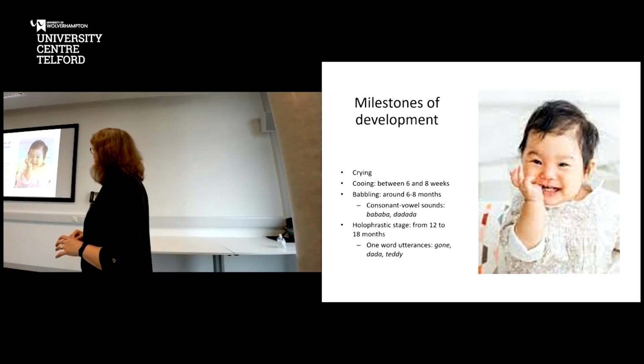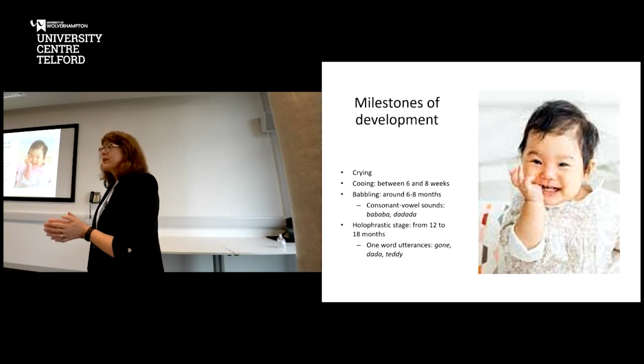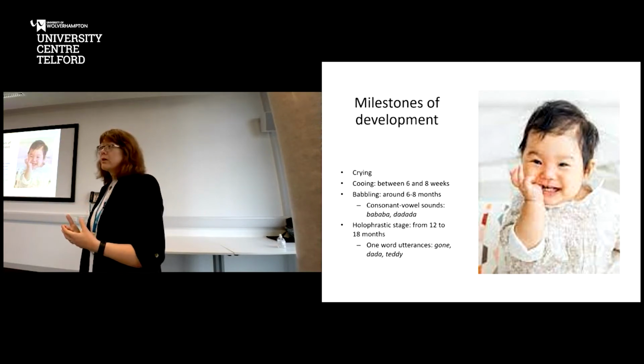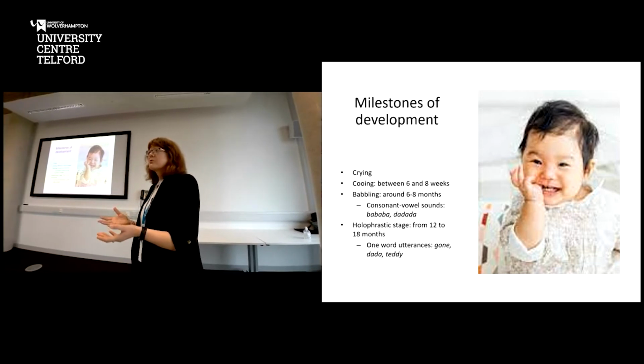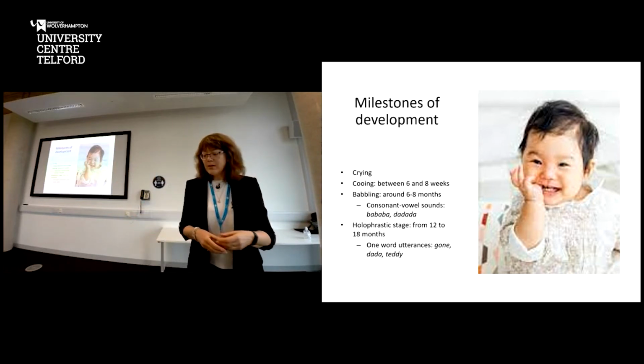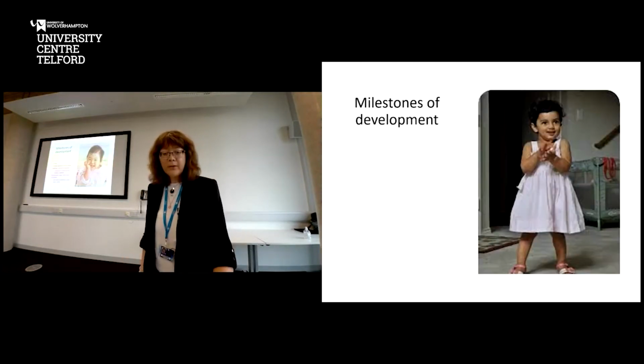From 12 to 18 months, we have the holophrastic stage, where holo means whole and phrastic means phrase, and this is where one word has lots of different meanings. So a child might say gone, dada, teddy. Teddy could be, oh, there's my teddy, I want my teddy, my teddy's over there, look, my teddy's dressed up in a nice hat or something. So one word can have lots of different meanings.